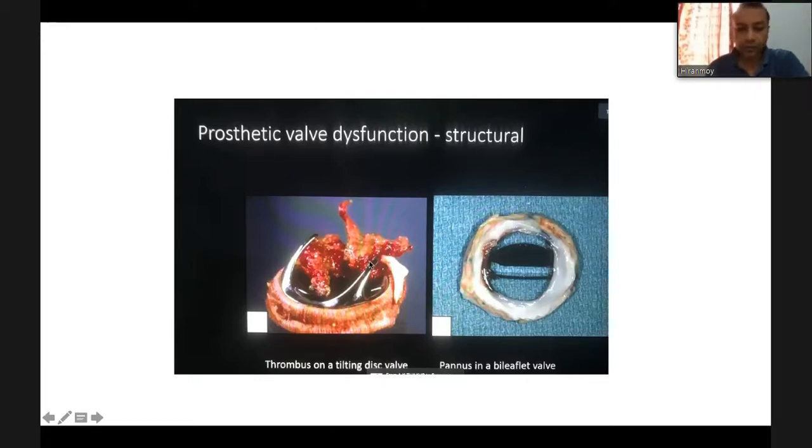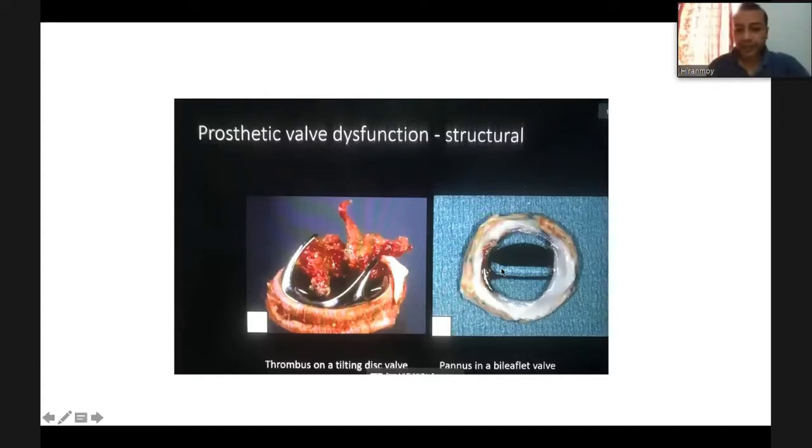Thrombus, you already know, any foreign body can cause thrombus in our body. So a metallic heart valve is thrombogenic, and there can be thrombus formation. To prevent thrombus, we put the patient on anticoagulation. Thrombus usually forms in the occluder or the central part of the valve, attached to the occluder, and the thrombus has some sort of movement.